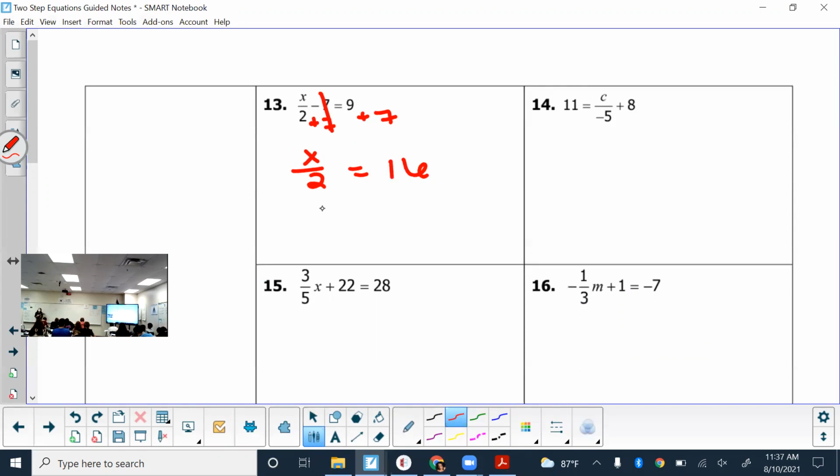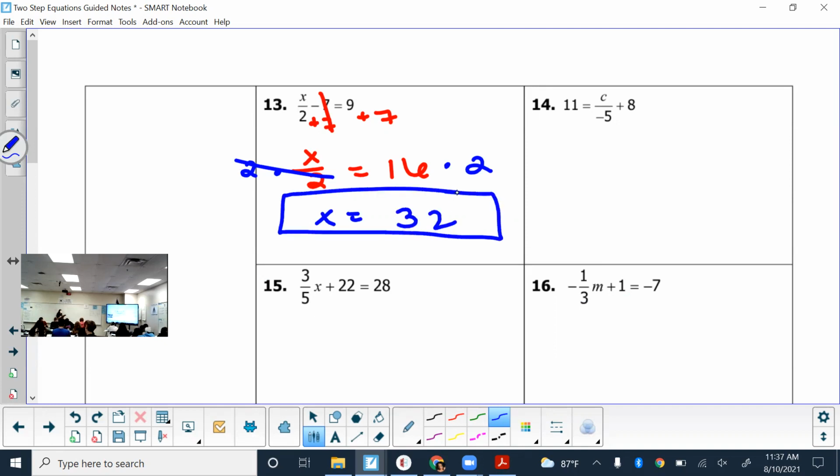Now look at what's being done to the variable. What's opposite of dividing by 2? Multiplying by 2. And then do that to both sides. On the left side, what happens to the 2's? Cancel out. So we have x equals 16 times 2, which is 32. All right, good. Questions there?